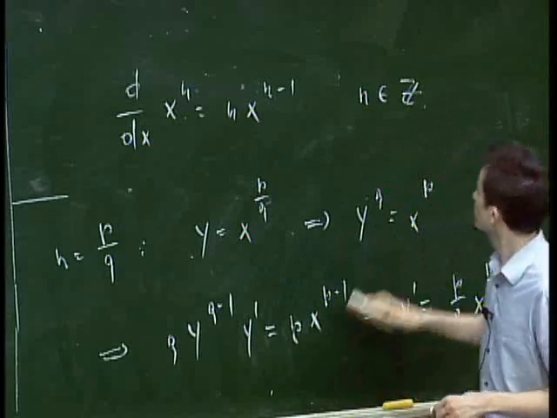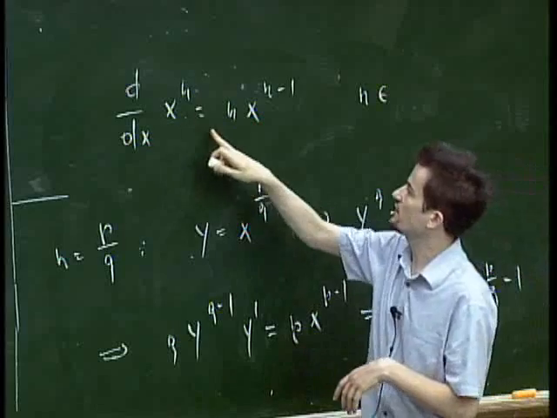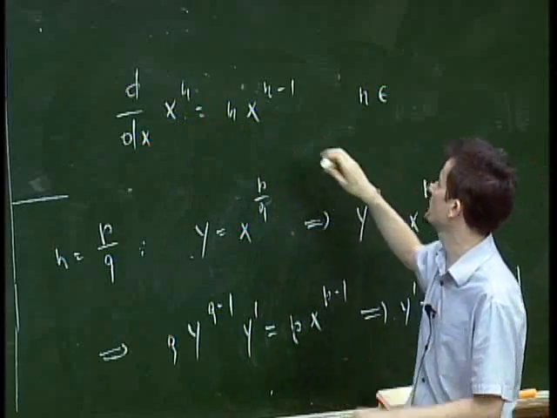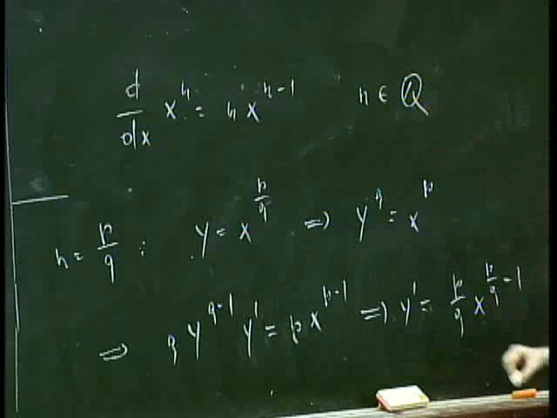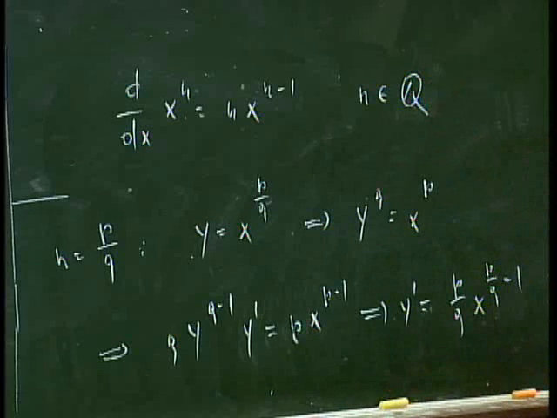So we have now proved that the derivative of a function x to the n is equal to n times x to the n minus 1 for all rational n. Also, here you need the method of implicit differentiation, so this is another application of this method.